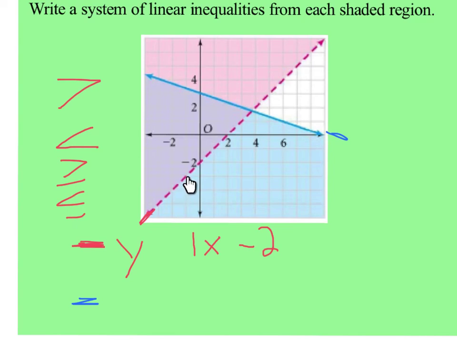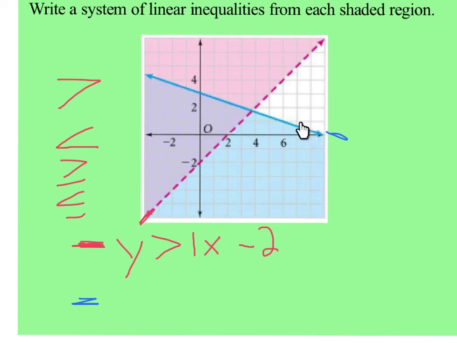I see that it's dotted, so that means it will be one of these, and it's shaded above the line. The red is above the line, so that means greater than. It's getting bigger going up. So this is y is greater than 1x minus 2. That's the equation for the red line. Notice it's dotted, so I did not say equal to.